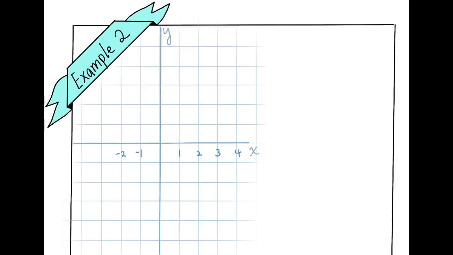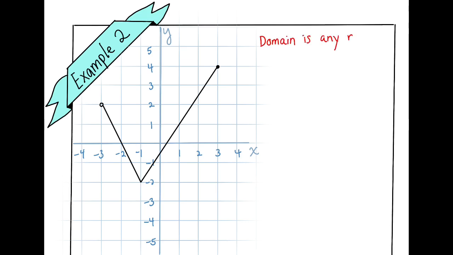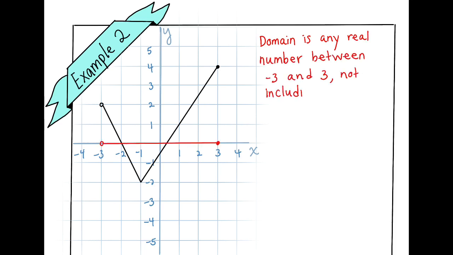Okay, let's take a look at one more example. In this example, I'm just going to start off with a graph. And again, if I'm writing domain, I'm looking for how far to the left to how far to the right. In this case, my domain is any real number between negative 3 and 3, not including negative 3. And that's because there's a little hole at negative 3.